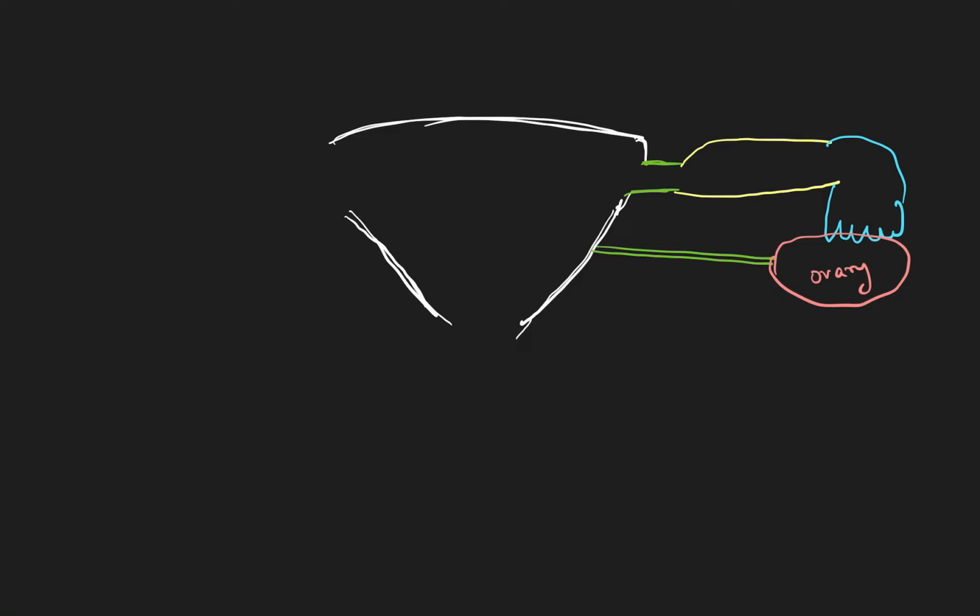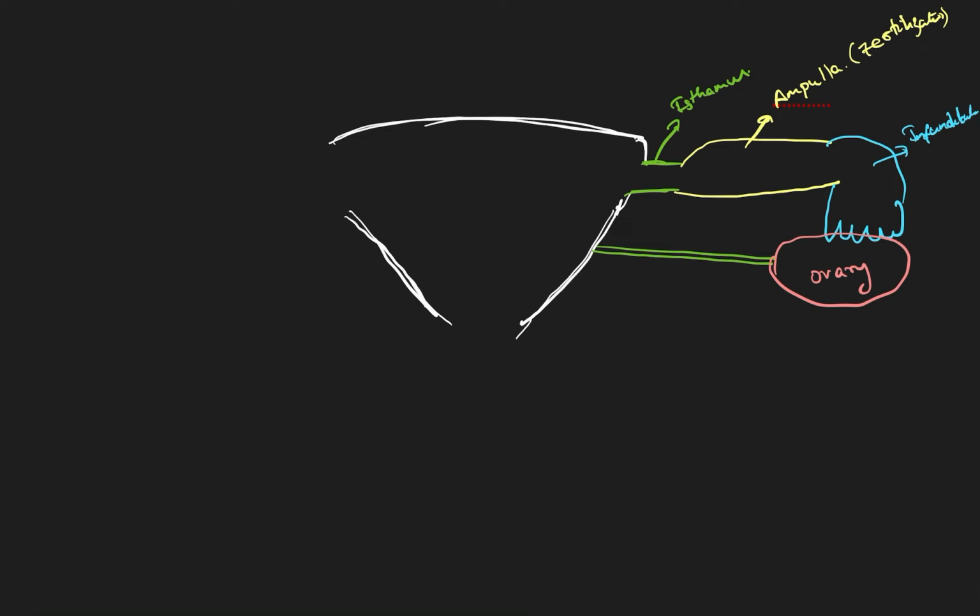So the isthmus is this narrow part that you're able to see, and this is called the ampulla. In the ampulla mainly the fertilization takes place. This ampulla is the site of fertilization. And then when you go further, this is known as the infundibulum, which is going to receive the ova.